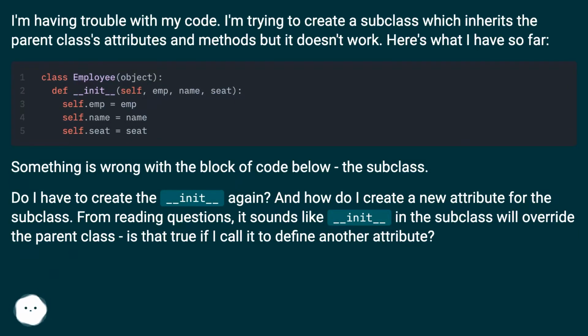Something is wrong with the block of code below, the subclass. Do I have to create the __init__ again? And how do I create a new attribute for the subclass? From reading questions, it sounds like __init__ in the subclass will override the parent class. Is that true if I call it to define another attribute?